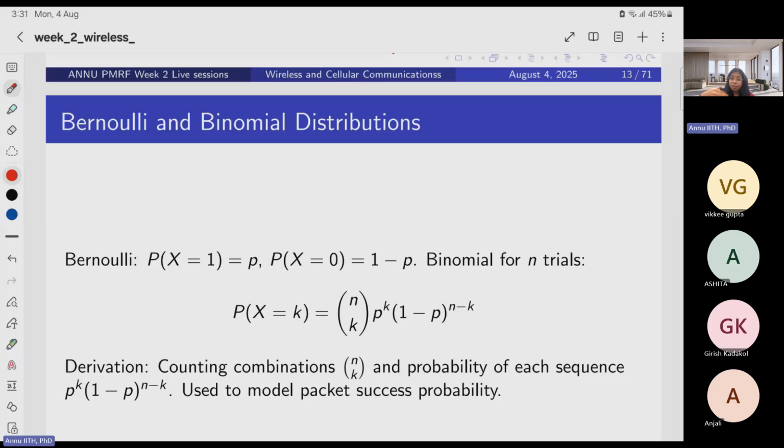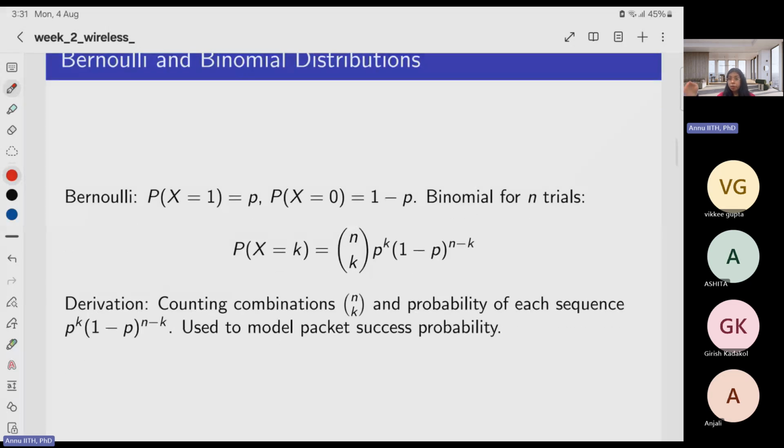And once you repeat that for a certain number of times, that is called binomial. A simple example: suppose you are tossing a coin one time. It has only one outcome, H or T. If you repeat it one time, two times, three times, or any number of times, it becomes binomial. That is the difference between Bernoulli and binomial. For the binomial distribution, suppose you want to find how many times you get heads in n tosses of a coin. Suppose you're tossing a coin 10 times.